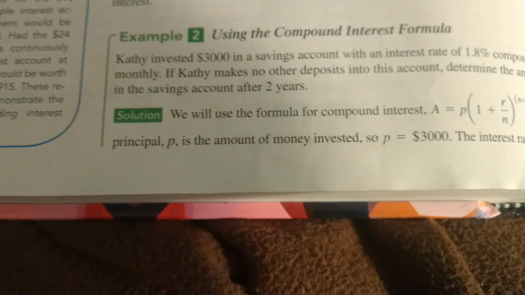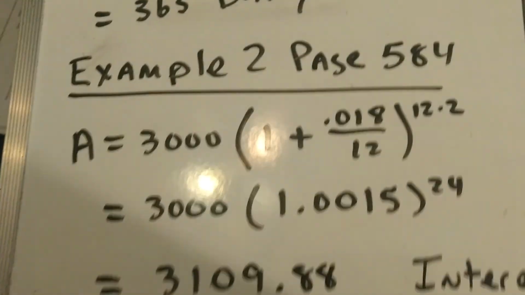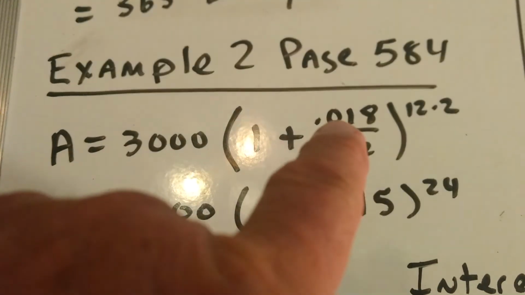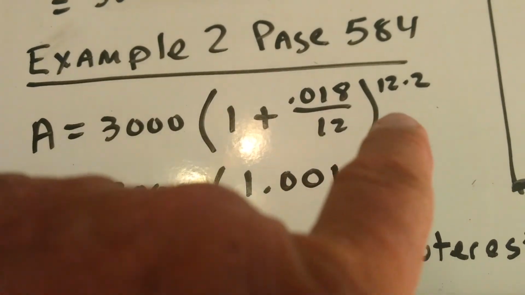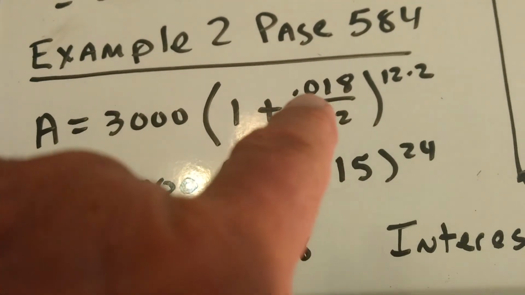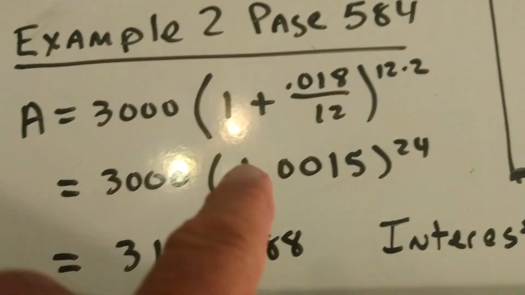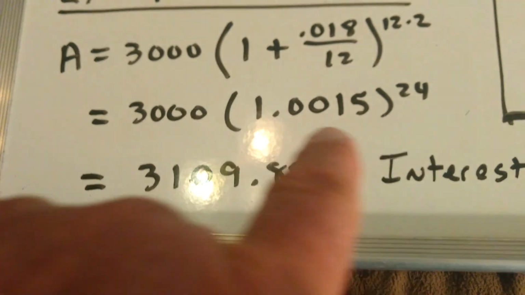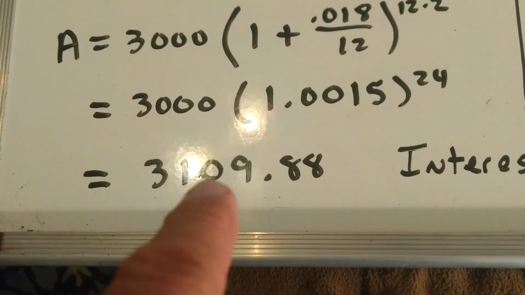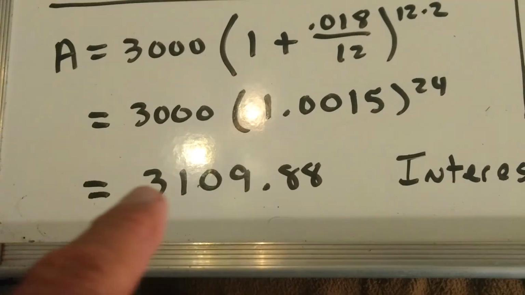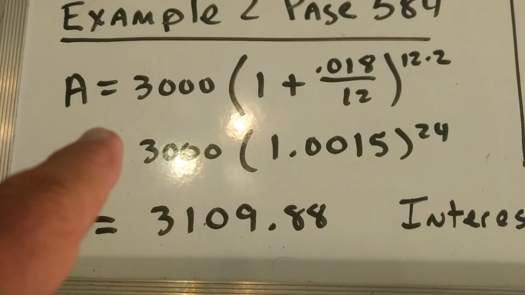There's our time. So if we come over here, we substitute the numbers in. Here's our P, here's our R, here's our N times our T. 12 times 2 is 24. 0.018 divided by 12 is 0.0015 added to 1. If we then raise this to 24 and multiply by 3,000, we get $3,109.88.